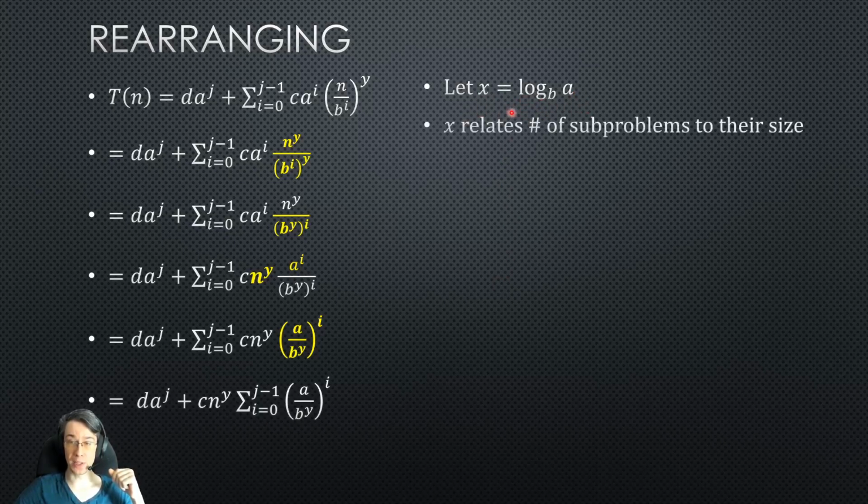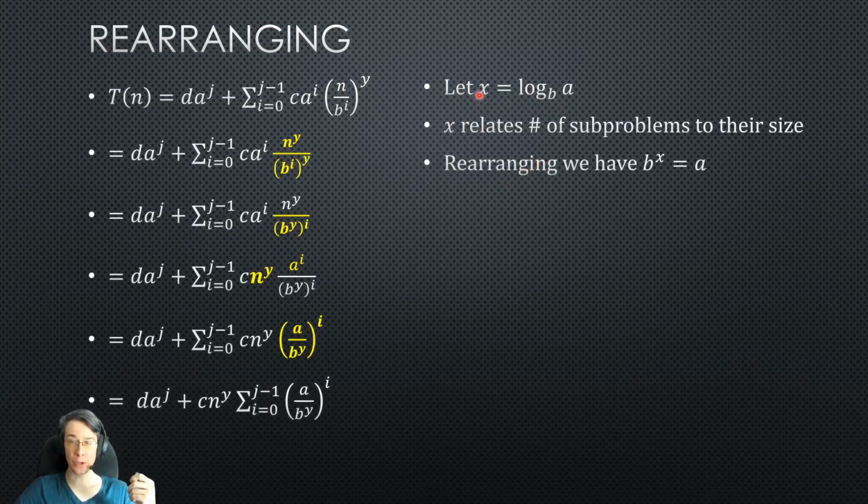Now this is the most mysterious part, perhaps, of this derivation. So intuitively, x relates the number of subproblems, which is a, to their size, which is basically a function of b. We're dividing the size as we make a subproblem by b, and a is the number of subproblems. So x is some sort of relationship between the number of subproblems and their size, or at least how their size changes from level to level.